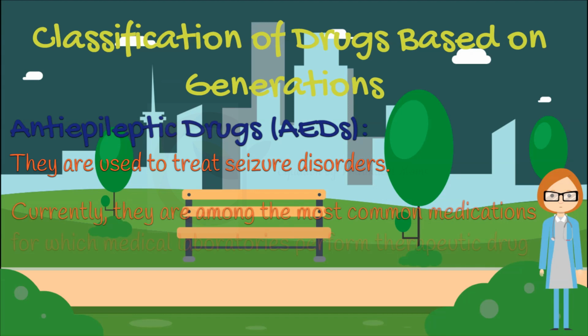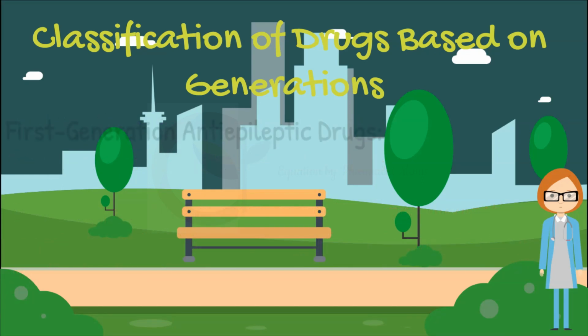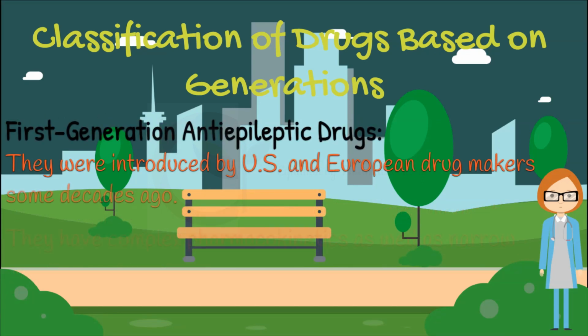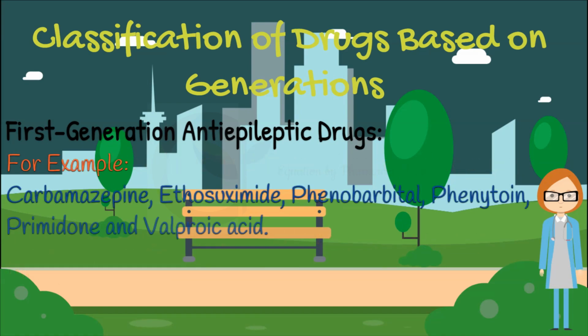Antiepileptic drugs, or AEDs. They are used to treat seizure disorders. Currently, they are among the most common medications for which medical laboratories perform therapeutic drug monitoring, that is TDM. They are comprised of two generations. First-generation antiepileptic drugs. They were introduced by US and European drug makers some decades ago. They have complex pharmacokinetics, as well as a narrow therapeutic index. For example, carbamazepine, ethosuximide, phenobarbital, phenytoin, primidone and valproic acid.